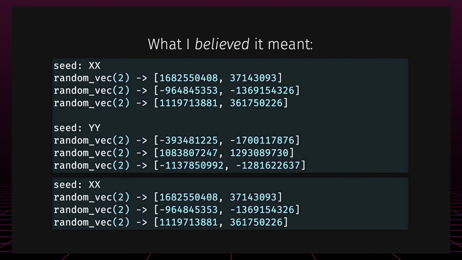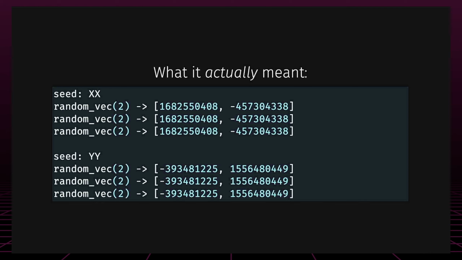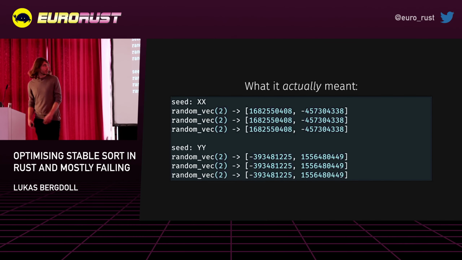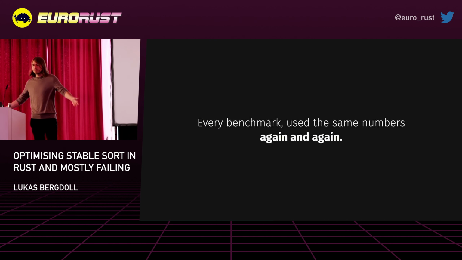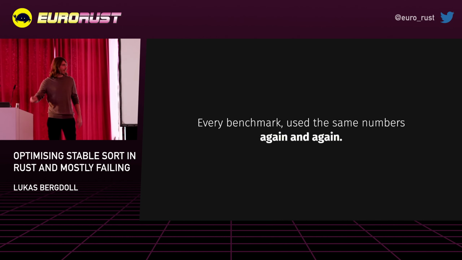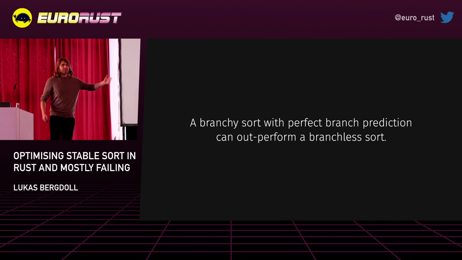But then I did a little test, and this is actually what it means. If I ask for 2 random numbers, I get 2 random numbers, but if I ask for 2 more random numbers, I get the same 2 random numbers. And the fact was that every benchmark used the same numbers again and again. And the branchy sort, so a sort with branches, which the existing sort is, compared to this branchless sort, can outperform a branchless sort if it has perfect branch prediction.